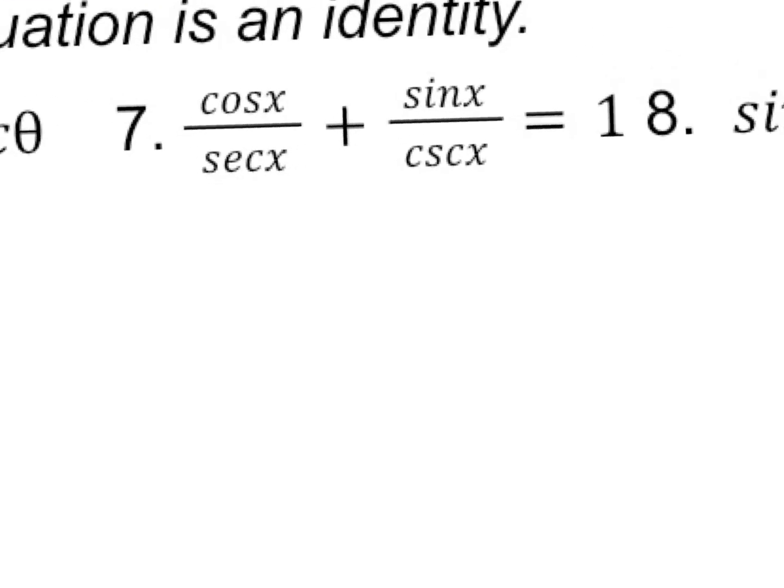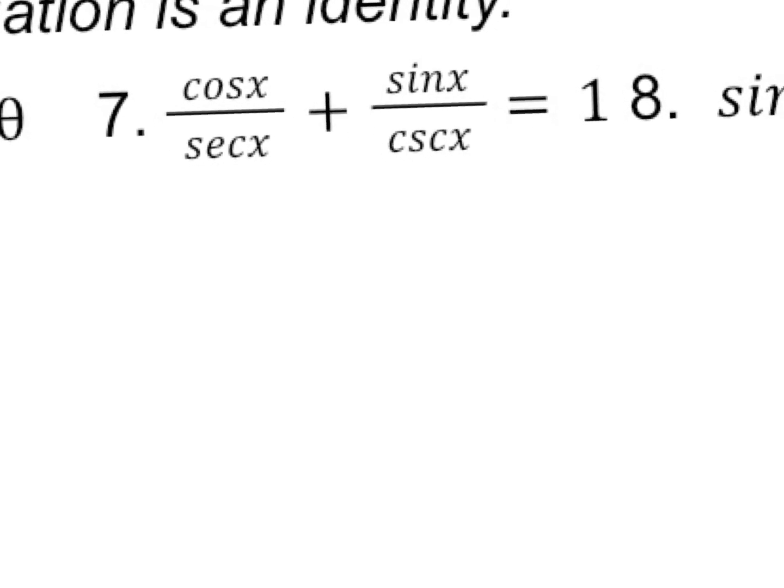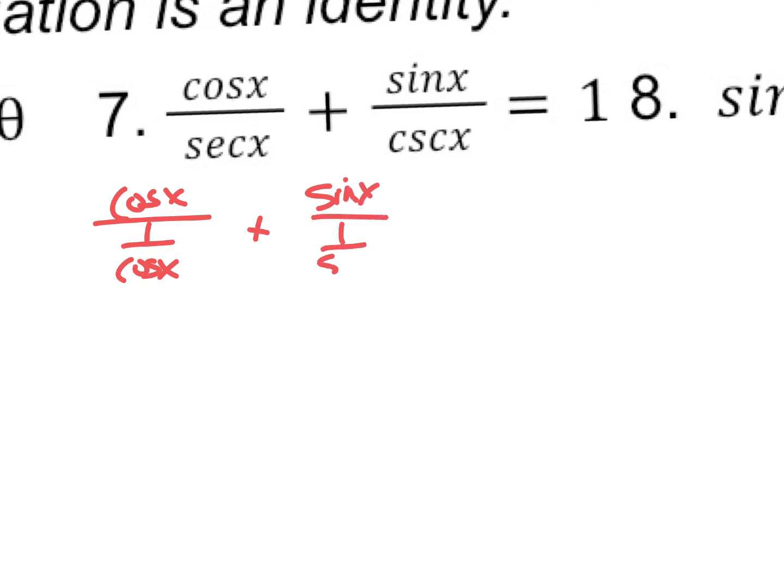Number 7. Wow, we got 2 fractions added up, and it equals 1. So I'm going to do the same type thing. Let's see. I'm not going to add these together, I don't think. No, I don't think that's a very good strategy. So I'm just going to break it down. I'm going to say this first fraction is cosine x over 1 over cosine x, plus the second fraction sine x over 1 over sine x.